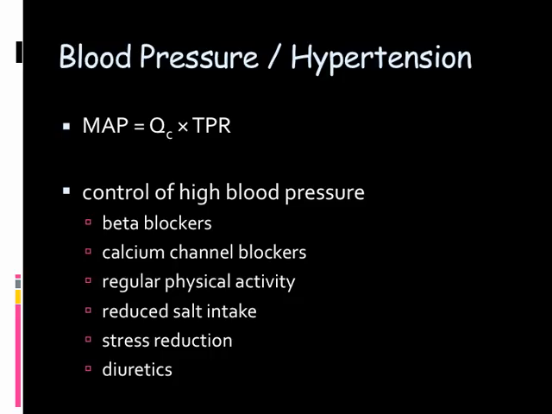And just to help you understand this relationship, we're going to look at it from the point of view of what are some of the things that we do to control or treat high blood pressure. So what are some of the things that we can do to the right-hand side of the equation to cause a lower blood pressure on the left-hand side of the equation? I've just listed a few common treatments that we do for high blood pressure, hypertension. One is beta blockers. Beta blockers are a class of drugs that block sympathetic activity.